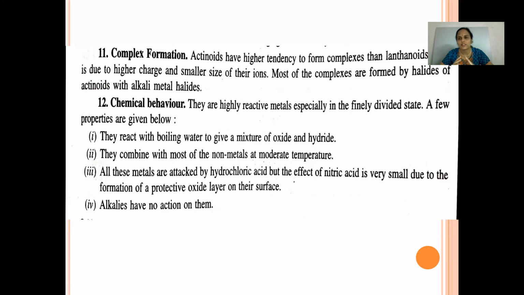A few properties are given below. They react with boiling water to give a mixture of oxide and hydride. They combine with most of the nonmetals at moderate temperature. All these metals are attacked by hydrochloric acid, but the effect of nitric acid is very small due to the formation of a protective oxide layer on their surface. Alkalis have no action on them.